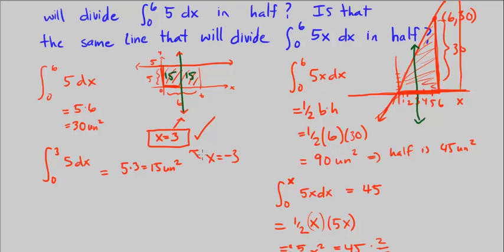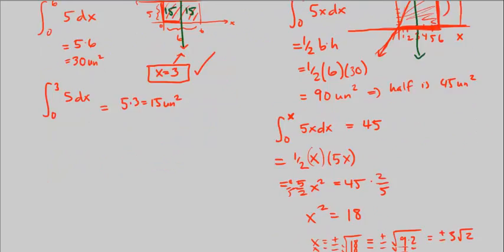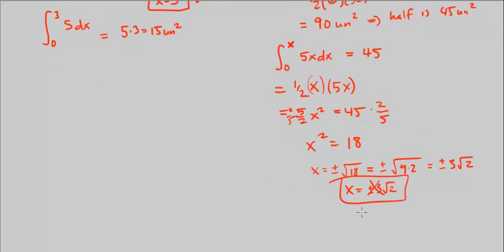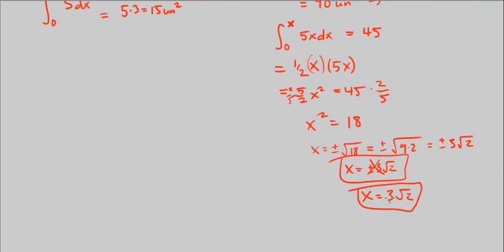Just like another solution here would be negative 3. Well, oops, not negative 3, because we want to cut the region from 0 to 6 in half. So actually we want to cut the region 0 to 6 in half. We don't want negative as well. We want just x to be 3 square root of 2, right? And that is definitely not the line x is equal to 3. That's the line x is equal to 3 square root of 2.